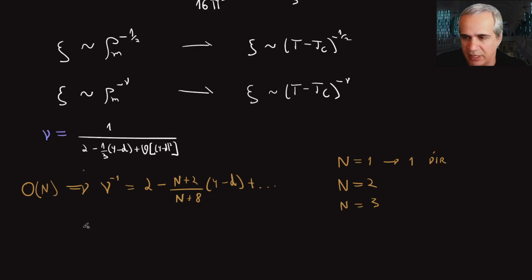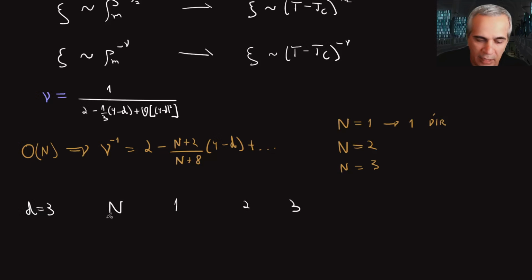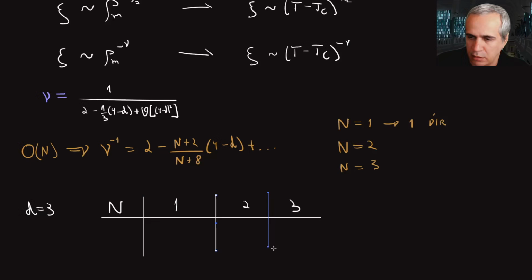In fact, if you do that, you would get for d equal 3 now. Let's just put d equal 3 and calculate the size of nu. You could build a table, 1, 2, 3. And now I just put this in this expression, and calculate what nu should be at this approximation. So in the Landau theory, it's just 1/2, so 0.5.